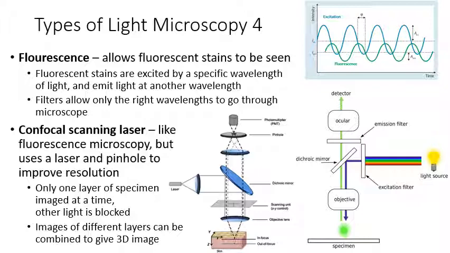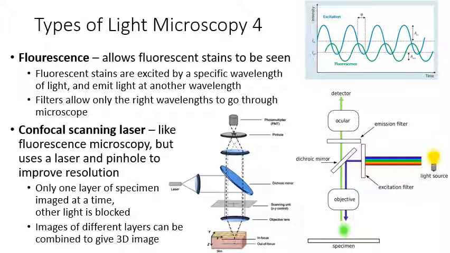Then you also have confocal scanning laser microscopy, which is similar to fluorescence microscopy, so it also uses a fluorescent stain, but you're using a laser instead of just a regular light bulb, and you're using a little pinhole to block out some of the light that's coming from different parts of the specimen, so you're only looking at one layer of the specimen. So it gives you a very high resolution image.